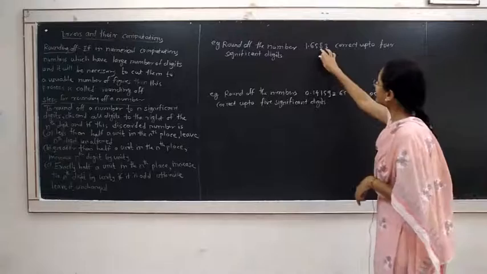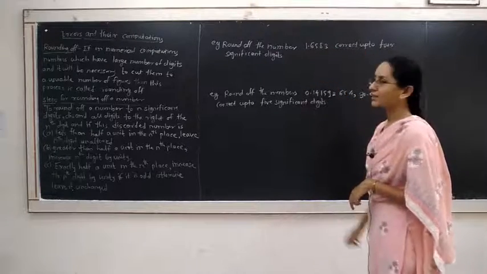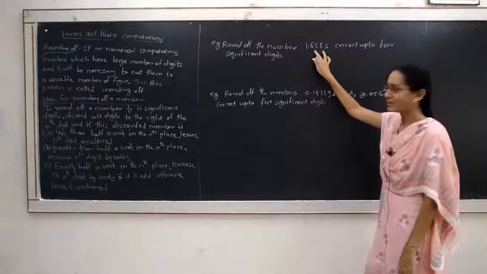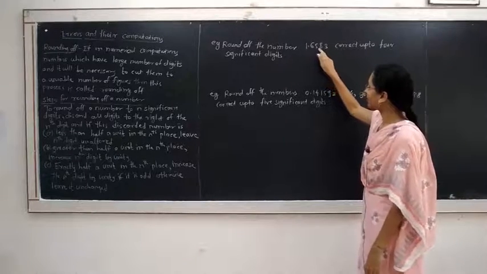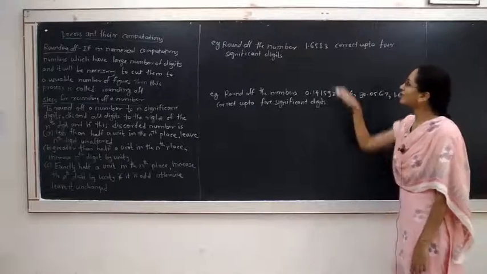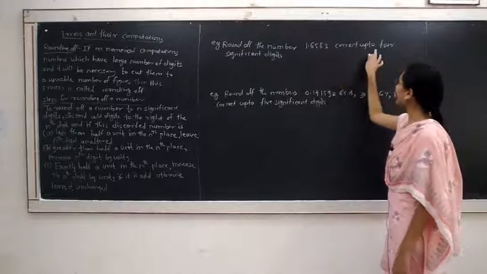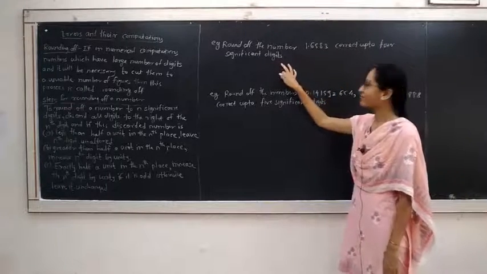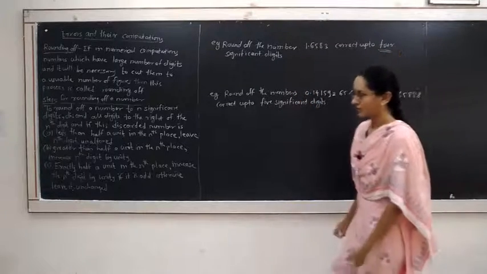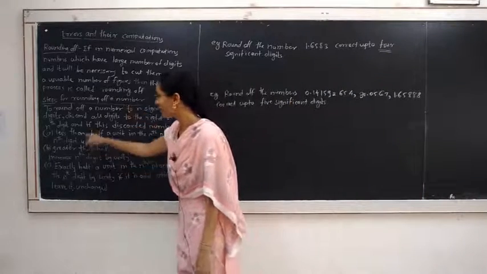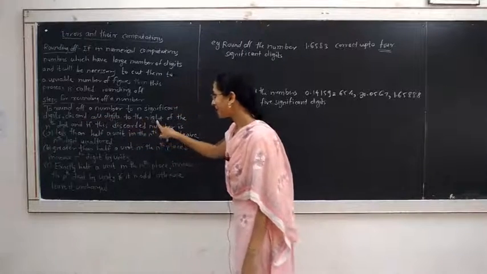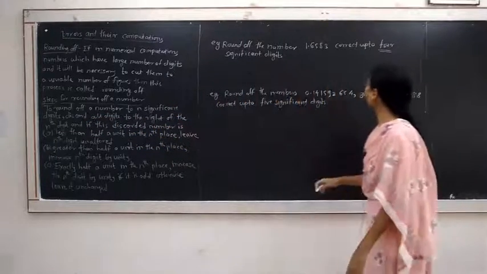Round off this number 1.6583 correct up to 4 significant digits. Here in the given number there are 5 significant digits, which are 1, 6, 5, 8 and 3. We have to round off this number correct up to 4 significant digits. For that we have to consider the 4th significant digit. Go by these steps: to round off a number to n significant digits, discard all the digits to the right of the nth digit. Here the nth digit is 8.